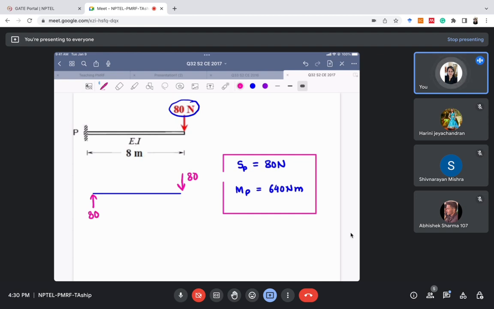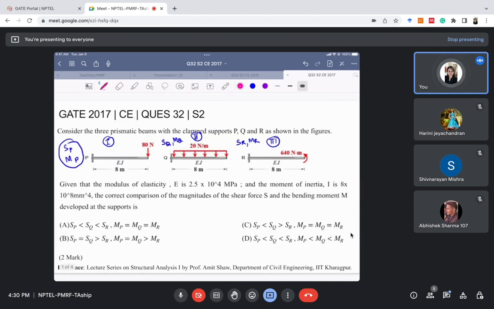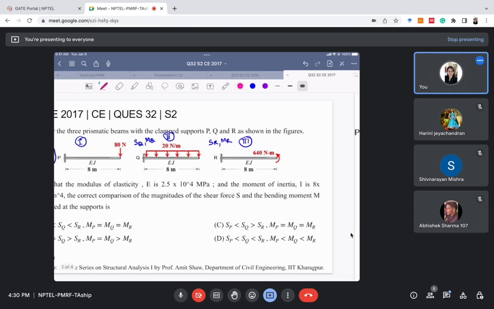What will be the moment at the point P? The moment will be 80 multiplied by this length 8, right? And the direction will be like this. And the value 80 multiplied by 8 is 640 Newton meter. Very easy to solve, right? We have got the value of SP and MP within seconds.